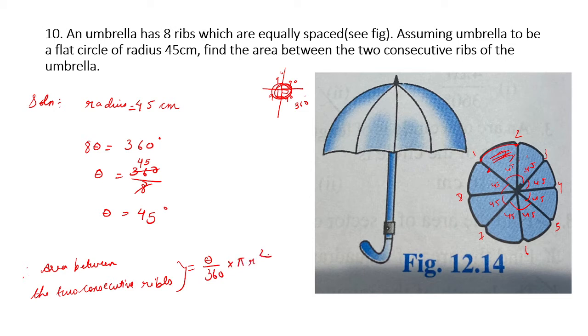All right. So for this, now you can just substitute the values. So this will give you 45 degree by 360 degree into pi, stick with 22 by 7, into the radius, which is given as 45 centimeter, 45 centimeter into 45 centimeter. Clear up to this much?